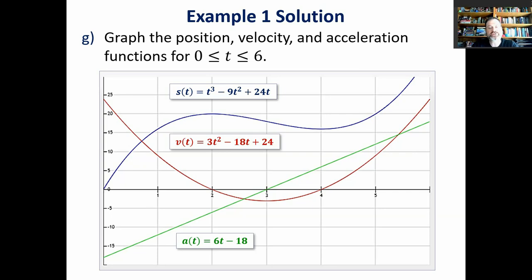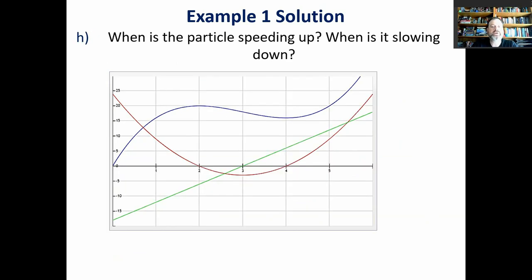So the next question we want to answer has to do with when the particle is speeding up or slowing down. So here's our functions. Let's see if we can figure this out. The blue one is the position. It starts moving forward when the timer starts, but it's at position 0. And you can see that it turns around and starts moving backwards.